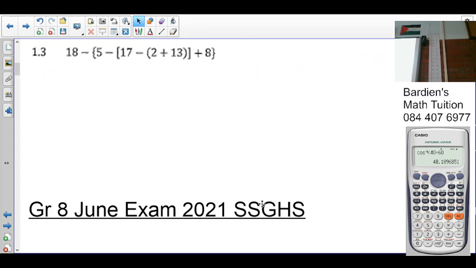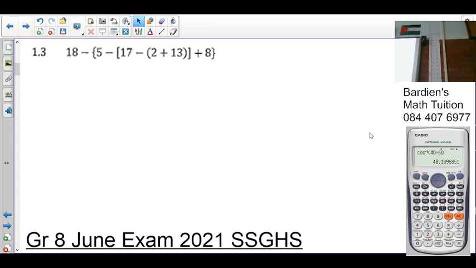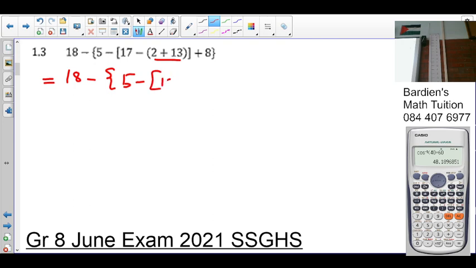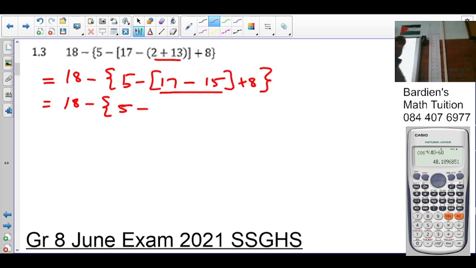Let's look at 1.3. In 1.3 we've got 18 minus open square bracket 5 minus open curly bracket 17 minus open bracket 2 plus 3 close bracket, close the second bracket, plus 8 close the third. So what must be done first? The innermost bracket, which is the curved bracket. So we have 18 minus the square bracket 5 minus open bracket 17 minus 15 close bracket plus 8 close square bracket. Now what must be done? 17 minus 15? 2.